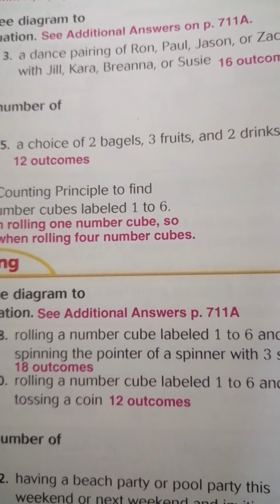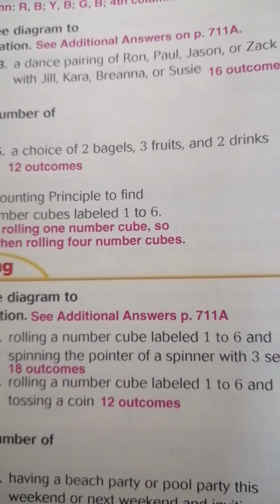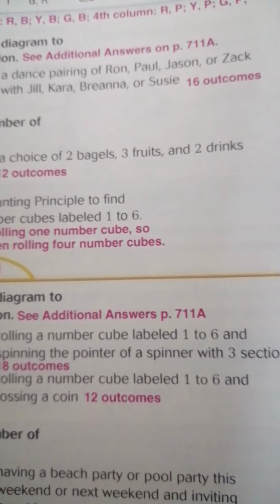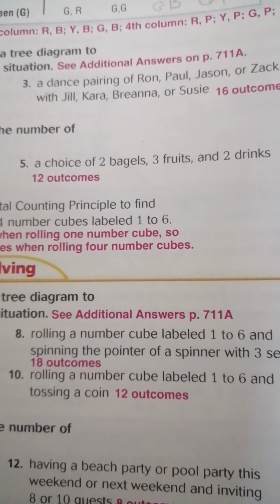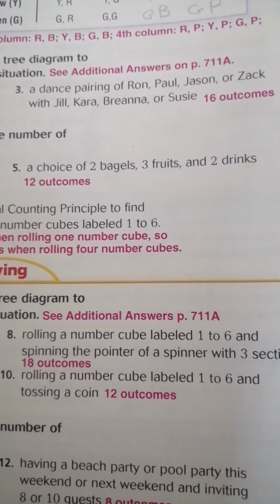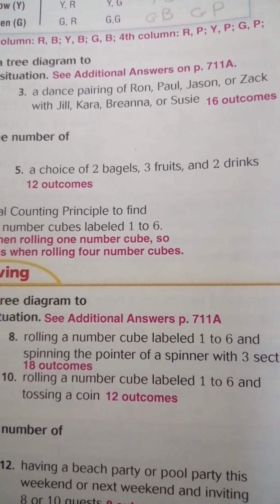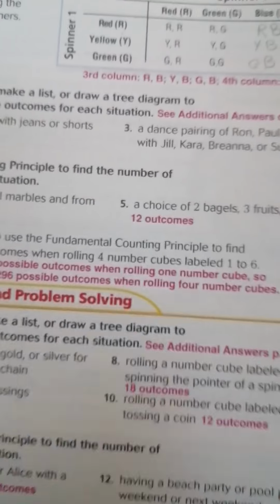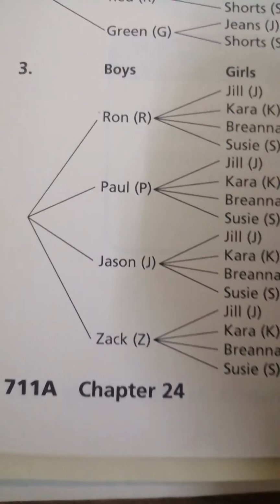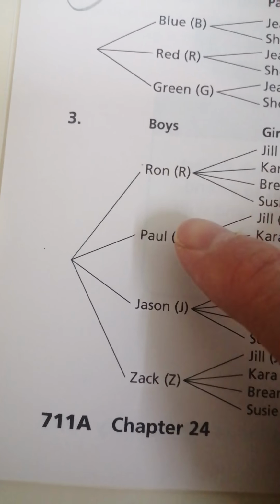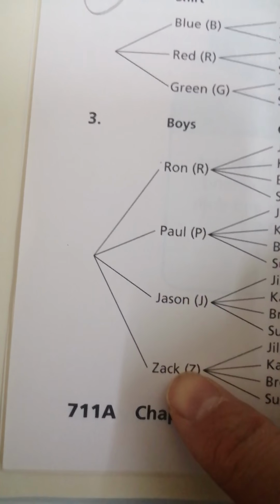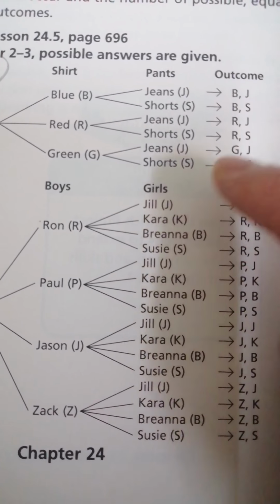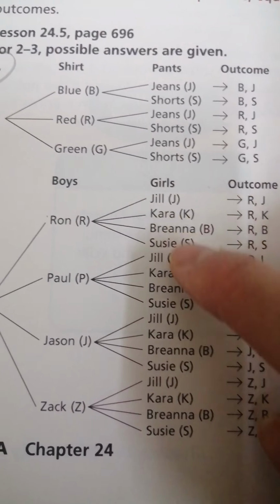Number three: dance pairing. Ron, Powell, Jason, or Zach with Jill, Cara, Perina, or Susie. We have four boys and four girls.